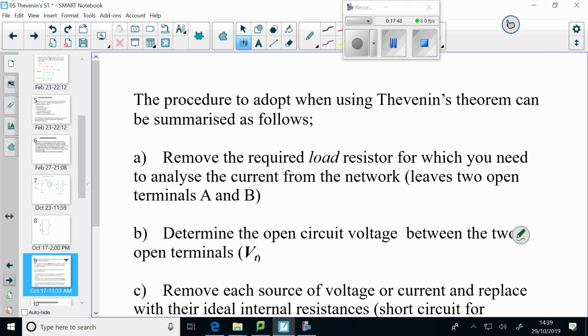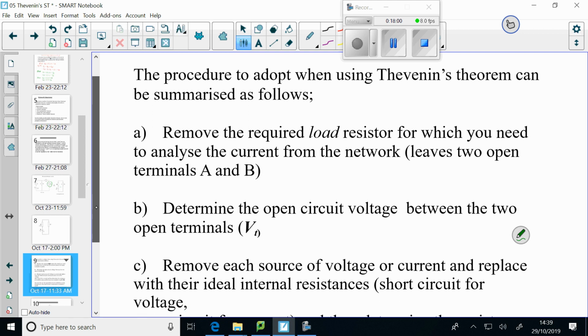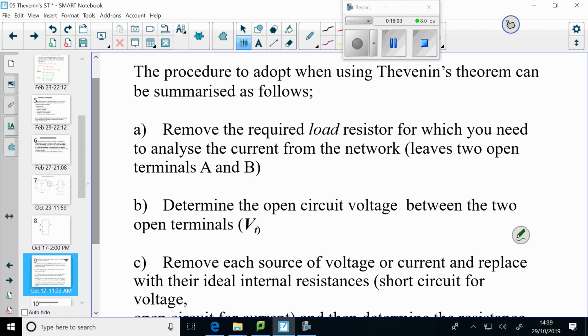So, there is a procedure to adopt, and if you follow it carefully each time you do one of these problems, you shouldn't go wrong. You take your original circuit and you remove the required load resistor, for which you need to analyse the current from the network, leaving 2 open terminals, A and B. What you then do is use any other techniques that you know, Ohm's law, Kirchhoff's current and voltage laws, find out what the voltage at those 2 open terminals is. That voltage will be your Thevenin voltage, V little t.